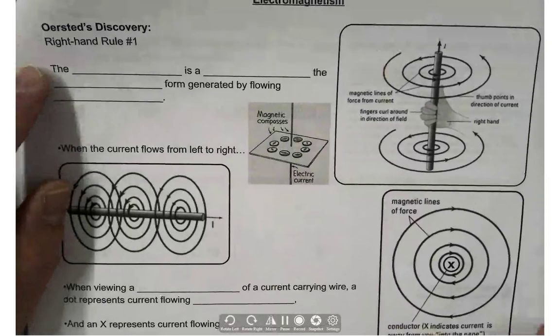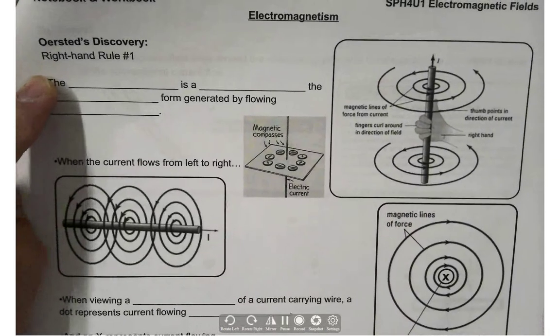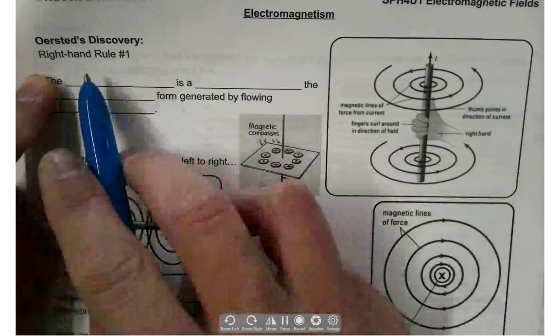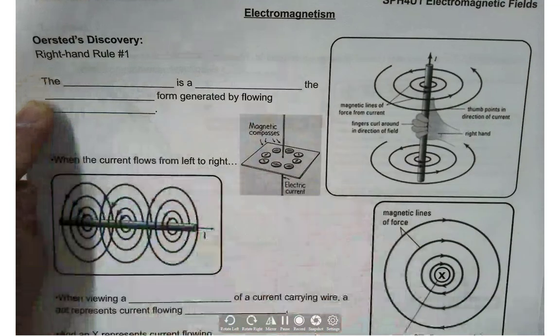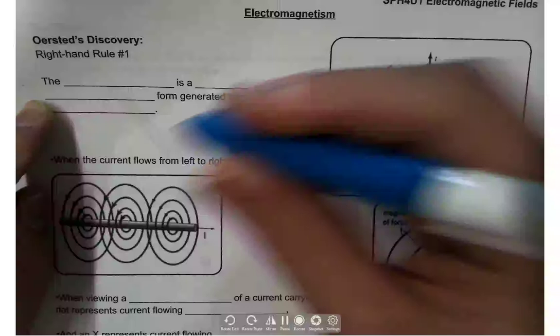So we talked about bar magnets and permanent magnets and things. We got to finally circle around to electromagnets. And there's this thing called Oersted's discovery. First, I want to fill in some blanks here, and then we'll talk about Oersted. The right hand rule.